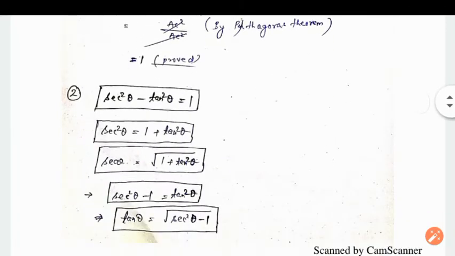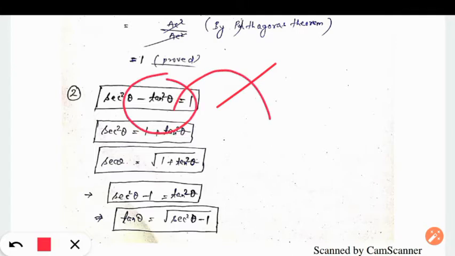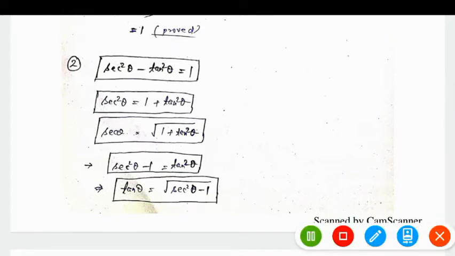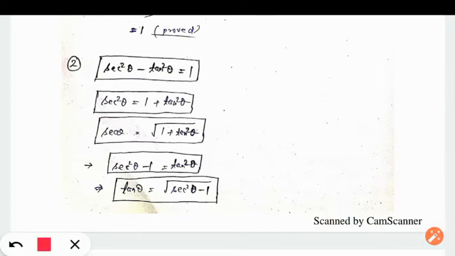Now come to the next relation, the next identity. Sec square theta minus tan square theta is equal to 1. Now do the same thing. Express sec square theta in terms of tan theta. Then this minus tan square theta will go to RHS, right, and it becomes 1 plus tan square theta. So in place of 1 plus tan square theta, we can write sec square theta.